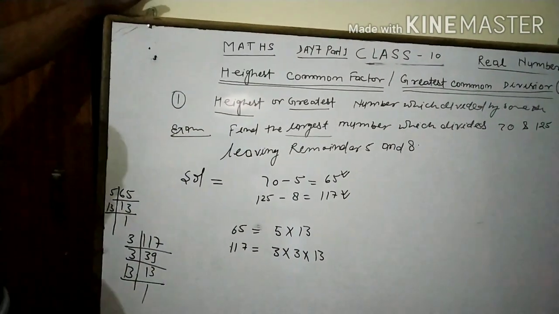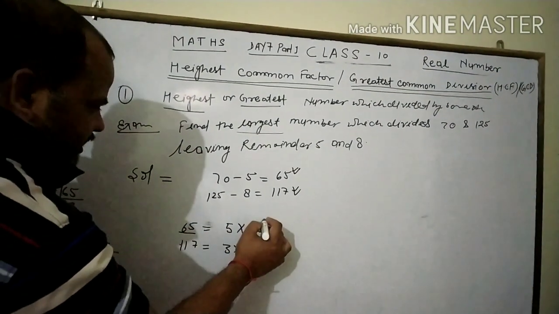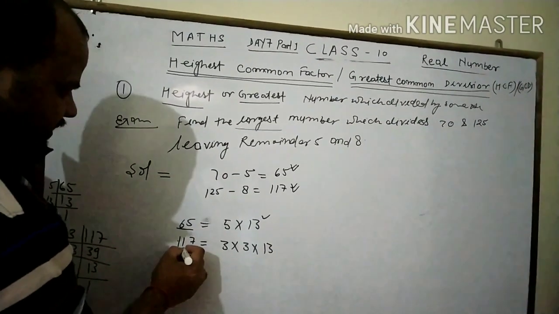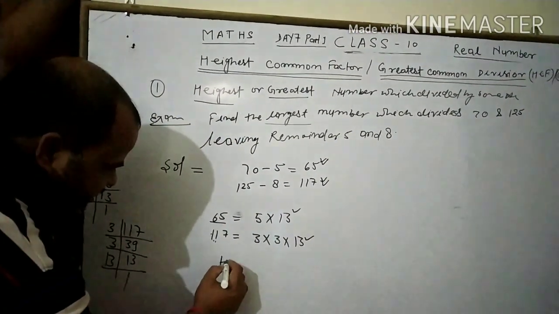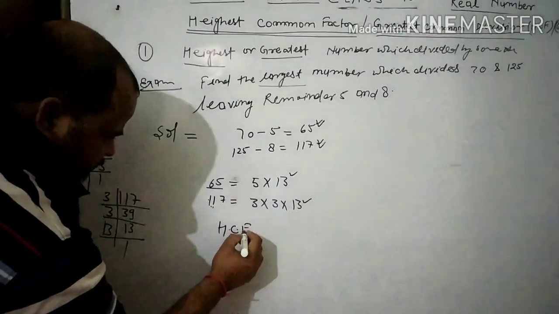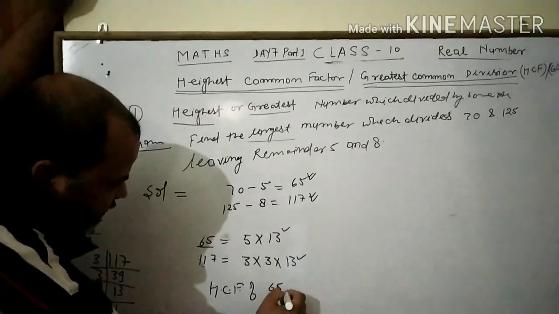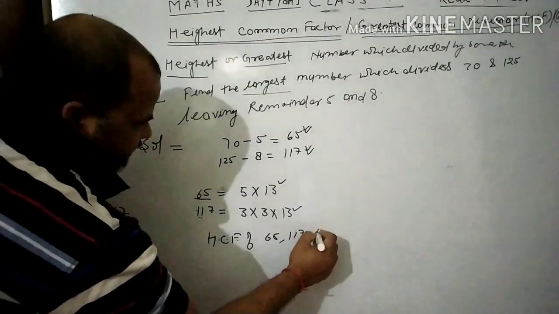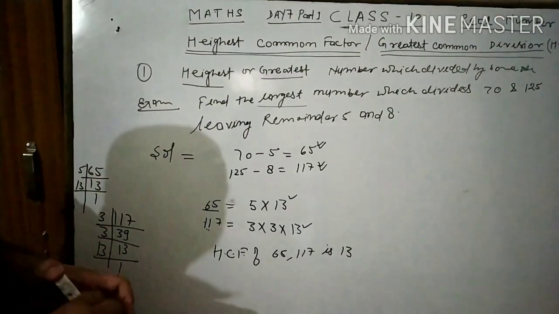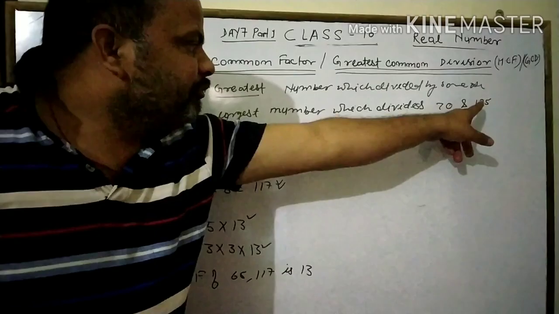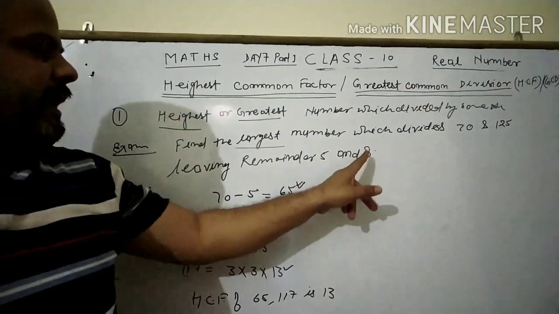And if you want to find their HCF, see, 65 is divisible by 13 and 117 is also divisible by 13. That means the HCF of 65 and 117 is 13. It means the numbers 70 and 125, when divided by 13, leave remainder 5 and 8.